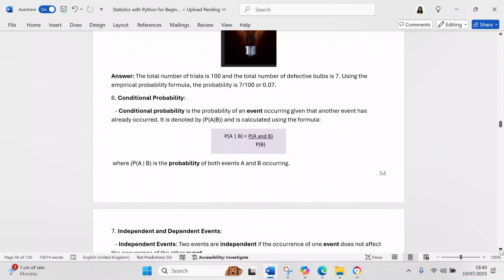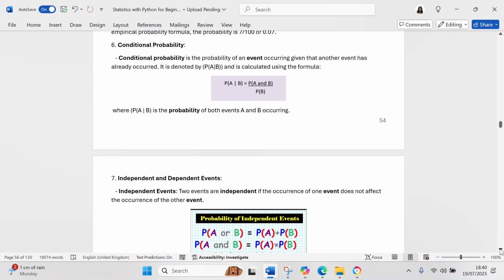So we've got conditional probability, which is the probability of an event occurring given that another event has already occurred. It is denoted by P(A|B) and is calculated by the formula P(A|B) equals P(A and B) divided by P(B), where P(A and B) is the probability of both events A and B occurring.